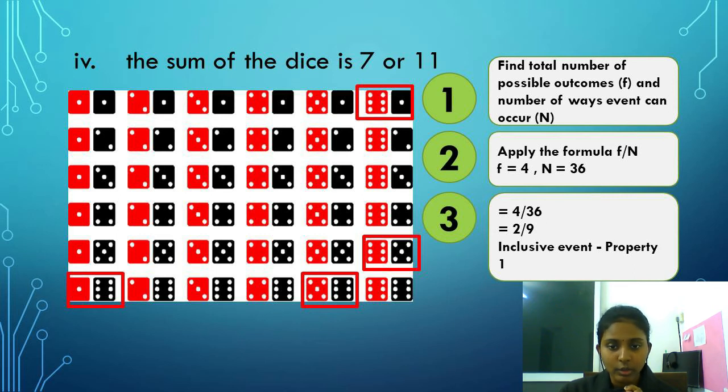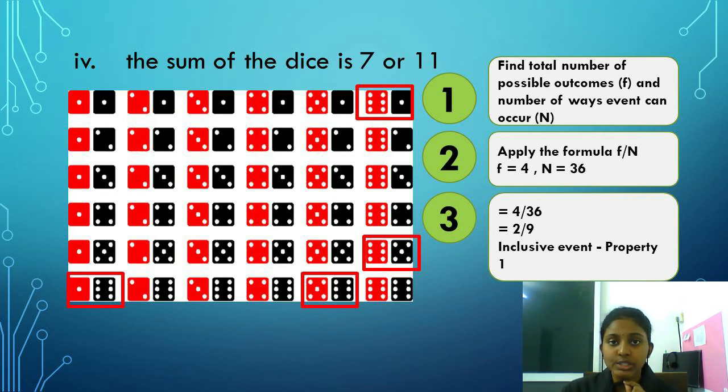In the first column, the sixth pair is 7: 1 plus 6. In the fifth column, the last pair is 11: 5 plus 6. And in the last column, the first pair is 7: 6 plus 1. And in the same last column, the fifth pair is 11: 6 plus 5. So now we can see there are 4 possible outcomes out of 36 outcomes.